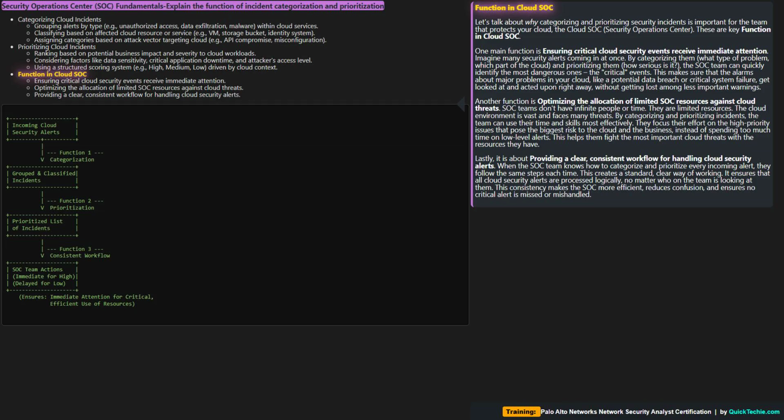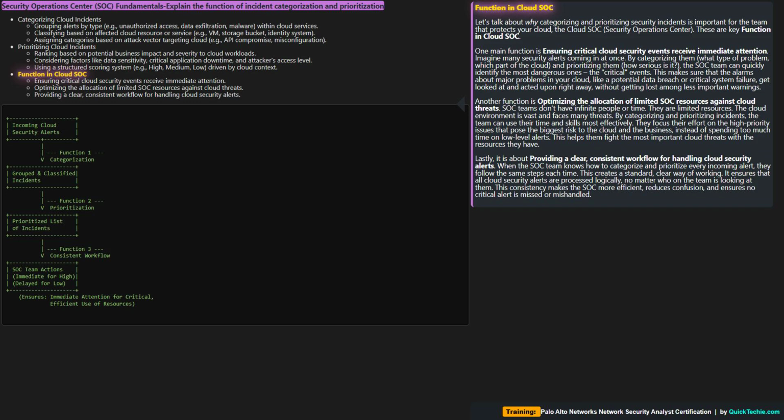Let's talk about why categorizing and prioritizing security incidents is important for the team that protects your cloud, the Cloud SOC, Security Operations Center. These are key functions in Cloud SOC. One main function is ensuring critical cloud security events receive immediate attention. Imagine many security alerts coming in at once. By categorizing them, what type of problem, which part of the cloud, and prioritizing them, how serious is it? The SOC team can quickly identify the most dangerous ones, the critical events.